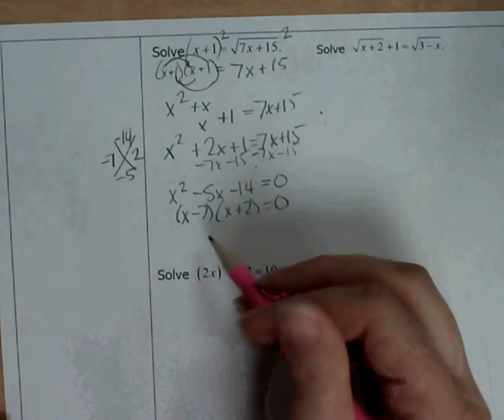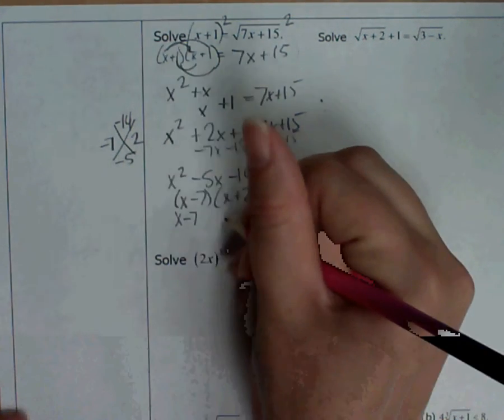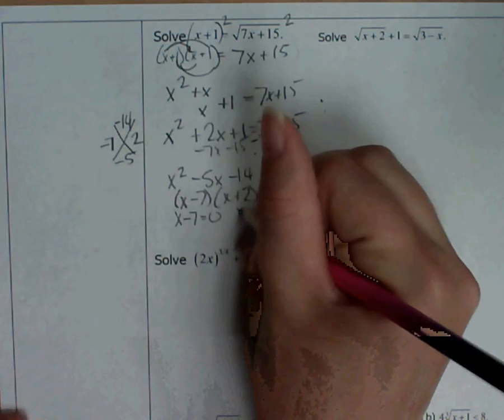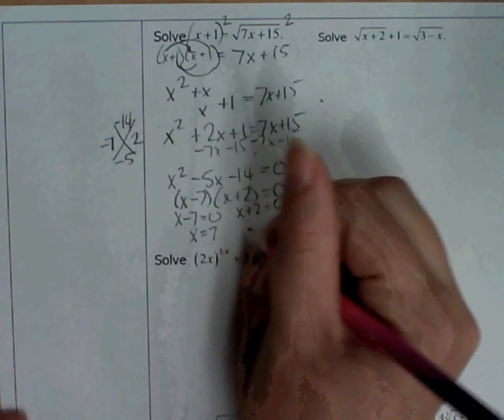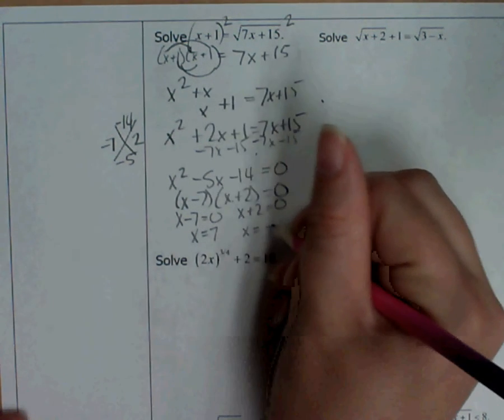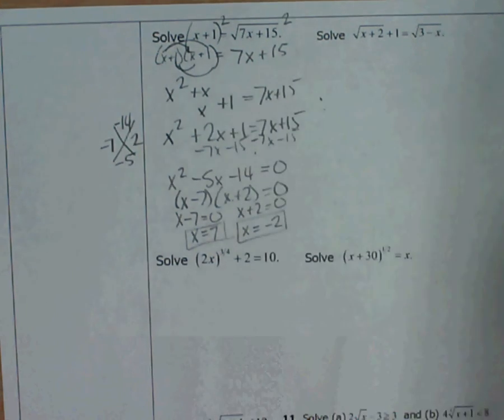Once you get a quadratic down to factors, you can set the factors equal to 0 and solve. So x minus 7 equals 0 and x plus 2 equals 0. So x is going to be 7 and x is going to be negative 2. Now we do have to check our answers.